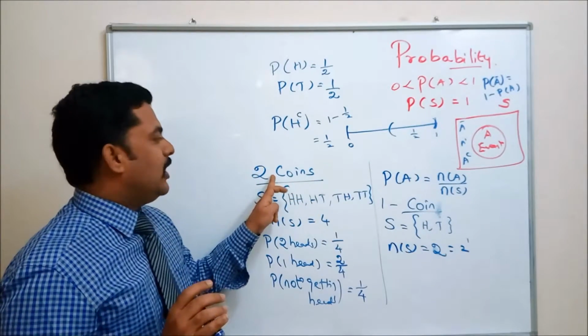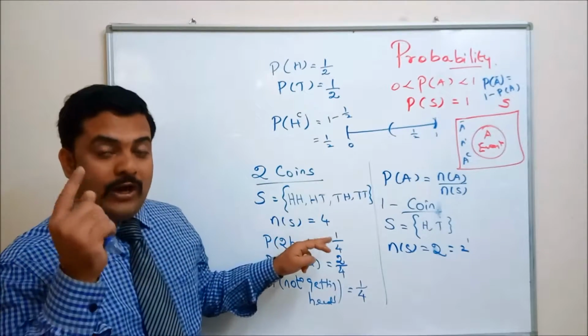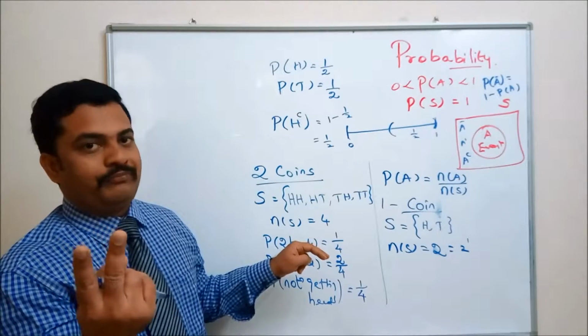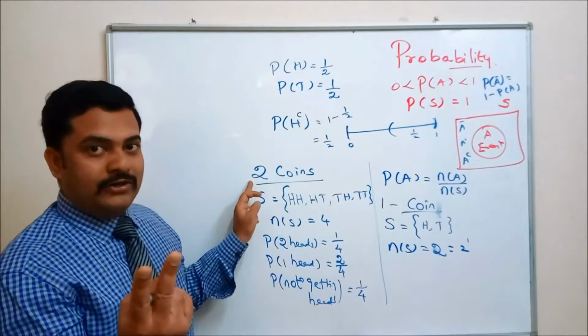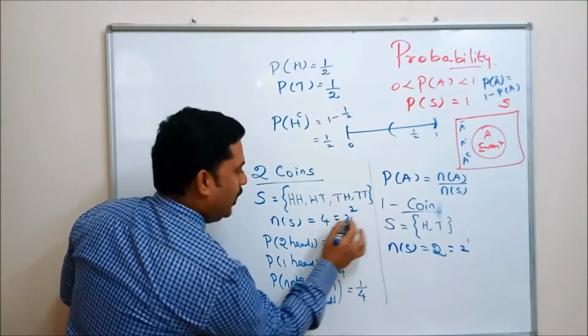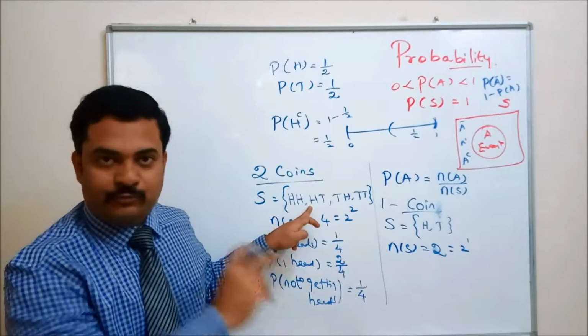And here I am going to toss 2 coins. While tossing 1 coin, the number of outcomes is 2. I am going to toss 2 coins, so it is 2 power 2. I will be getting 4 outcomes totally. The number of outcomes is 4.